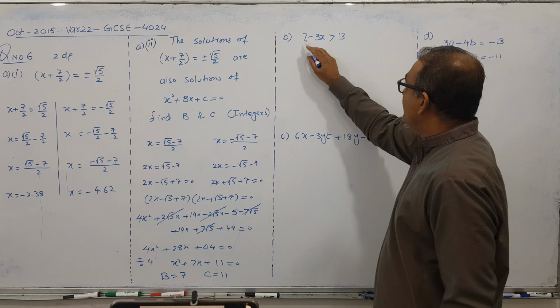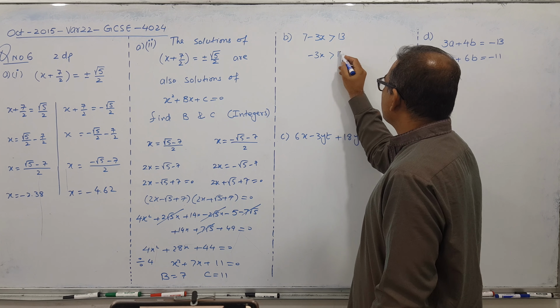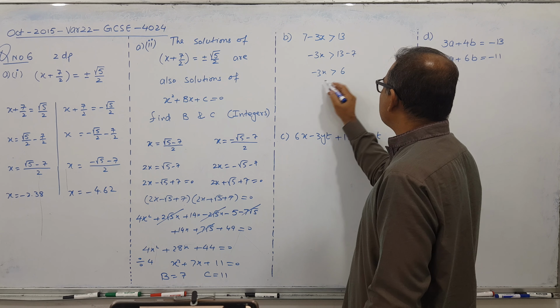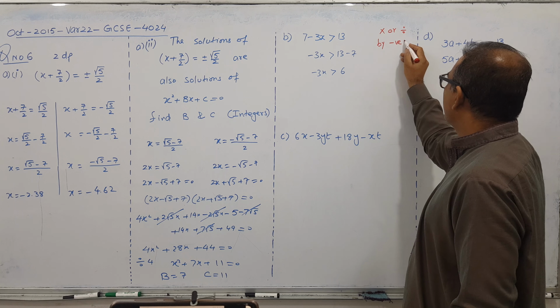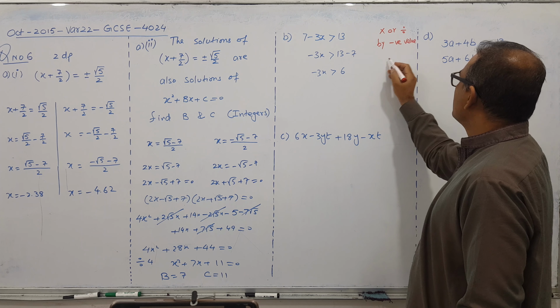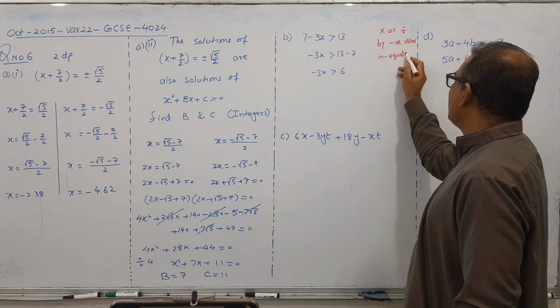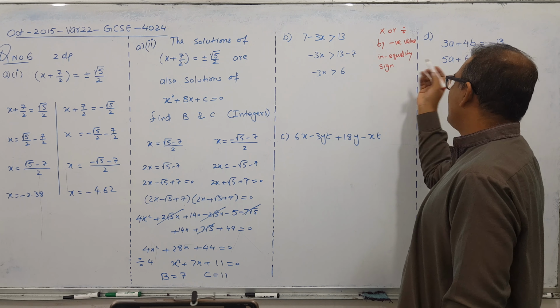So we have what here? This is minus 3x, and 7 comes on this side. So 13 minus 7, I'm getting minus 3x. Here I'm getting 6. And you know the rule is what here? Let me write the rule. What's the rule for this one? Multiply or divide by a negative value, so the inequality sign changes. You can flip, no problem.